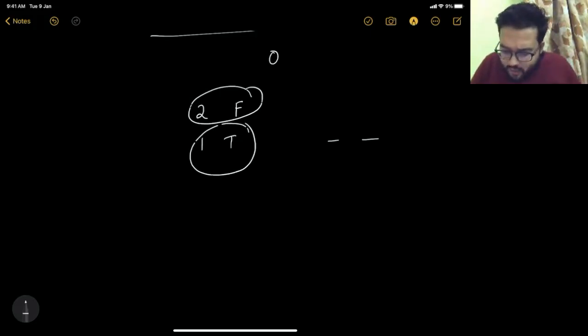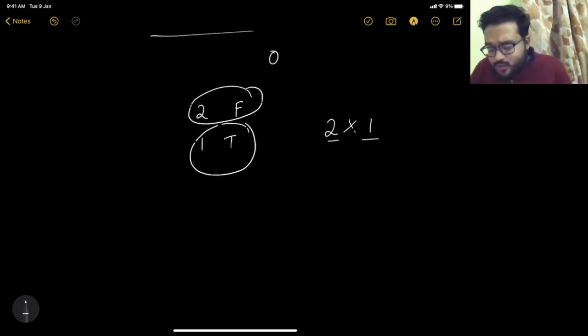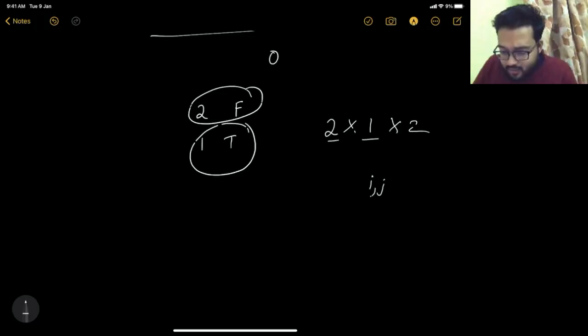For Hamming distance contribution to be 1, I would want one of them to be from the false group, the other to be from the true group. From the false group, I have 2 options. From the true group, I have 1 option. And I will just multiply this with 2 because I want to consider i comma j and j comma i both. That's why this bit will also contribute a 4. My overall contribution becomes 8. And this is what my answer was.